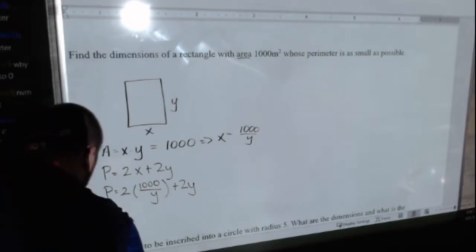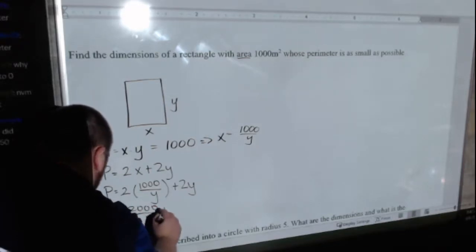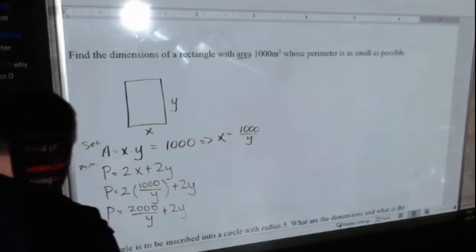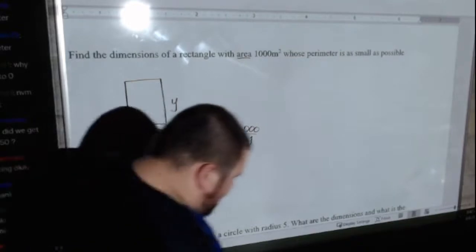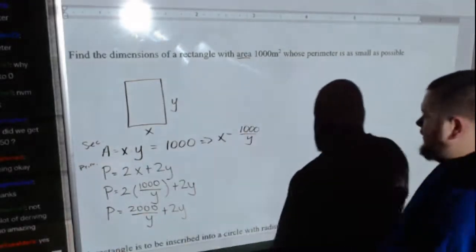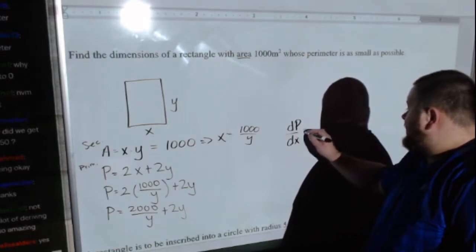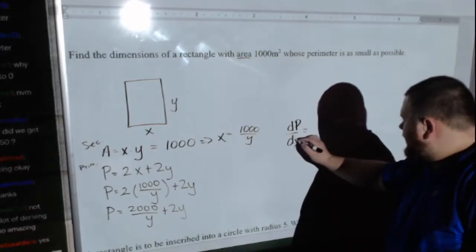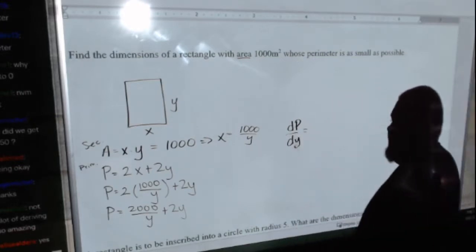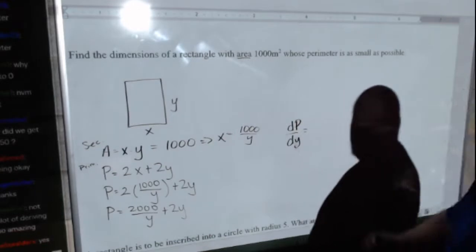And so now perimeter is 2,000 over y plus 2y. I need to differentiate that perimeter. So I need dP/dx, or sorry, in this case dy. So the 2y is easy, right? That's just 2.